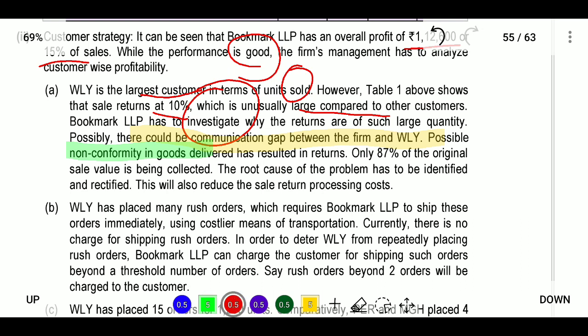Next, only 87% of original sales is being collected, and the root cause of the problem is to be identified and rectified. We are required to identify and rectify it. This will reduce the sales return processing cost.